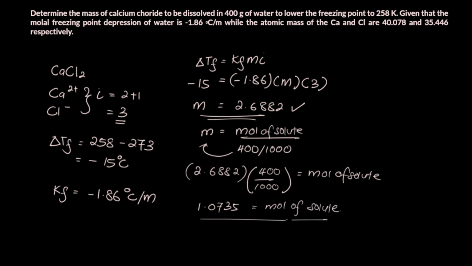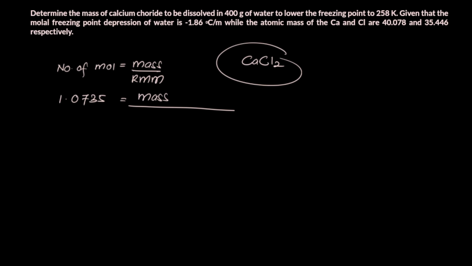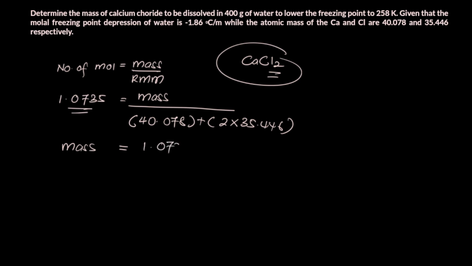Okay, so let's look at the question again. The question asks you to find the mass of calcium chloride. So how are you going to find the mass when you already know the mole? So mole is equivalent to mass over RMM. Alright, so we are going to find the mass. So CaCl2: 40.078 plus, because you have 2 chlorine here, so 2 times 35.446. So you should be able to get the mass equivalent to 1.0735 times this one. You just need to press your calculator.